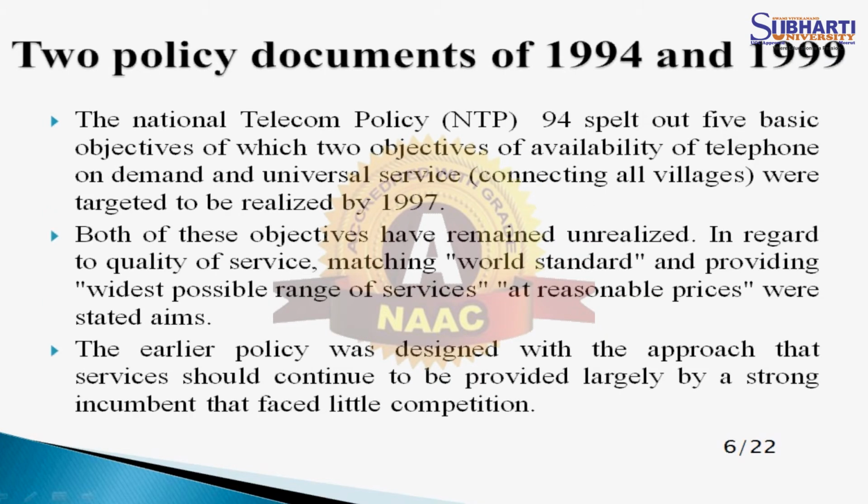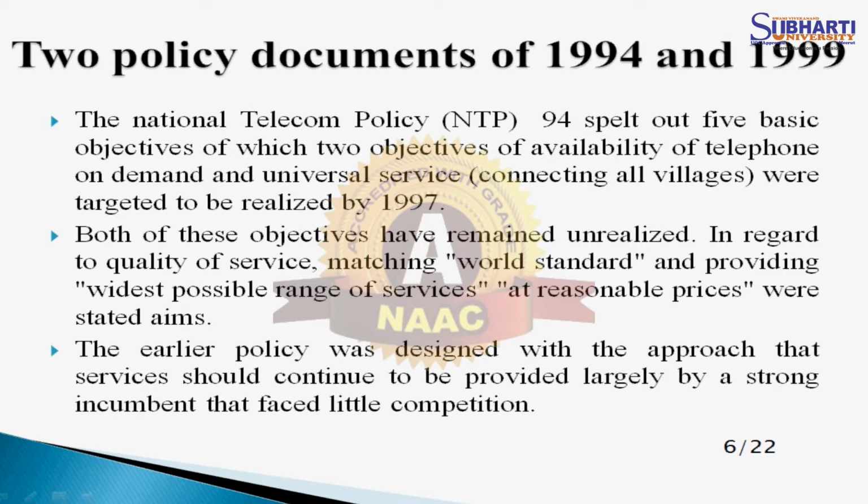If you look at the 2 policy documents from 1994 and 1999, the 1994 version spelled out 5 basic objectives, of which 2 objectives, availability of telephone on demand and universal service, that is connecting all villages, were targeted to be realized by 1997. Both of these objectives have remained unrealized. In regard to quality of service, matching world standard and providing the widest possible range of services at reasonable prices were stated aims. There were serious gaps in the policy documents as regards the provision of a suitable environment for entry of private service providers and on the issue of regulation.